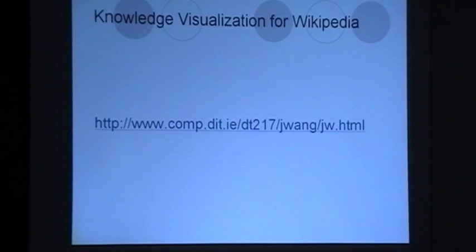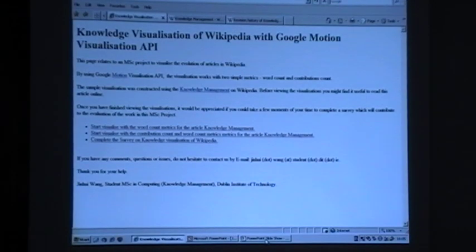http://www.comp.dit.ie/dt217/jwang/jw.html. If we go to that page, we can see that presented is details about the project and details about how the project was created. The project was created using a number of parsers to extract the history of revision of Wikipedia article content, and uses Google Motion Visualization API to present a dynamic visualization of how that content changes. The test bed for the work in this dissertation was the knowledge management article in Wikipedia.